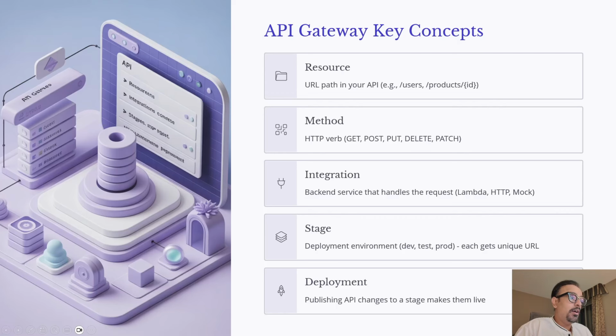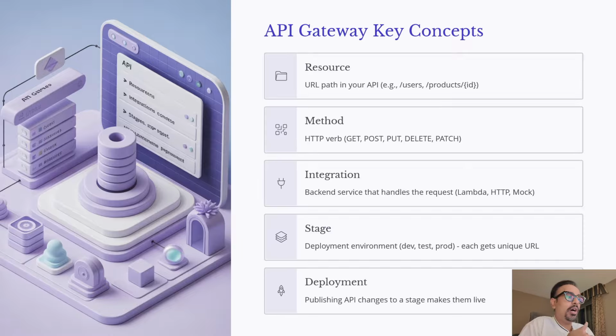Now, before we go deeper, let's go over a few key concepts that make API Gateway special. The first concept is going to be resource. This represents a URL path in your API. For example, suppose I have created a user table. Apart from the user table, I can have a product table, I can have a logistics table, different kinds of tables.